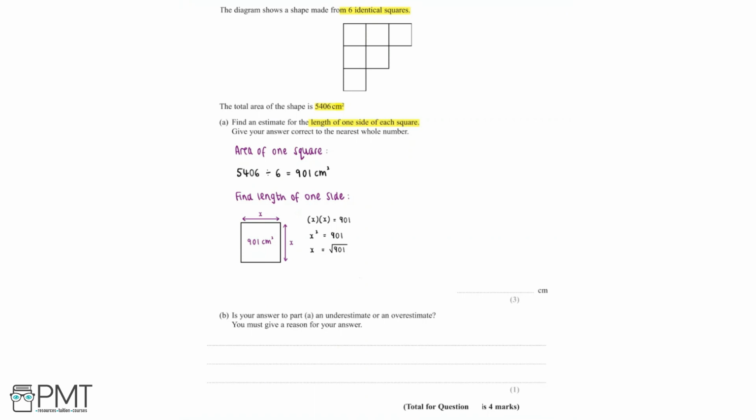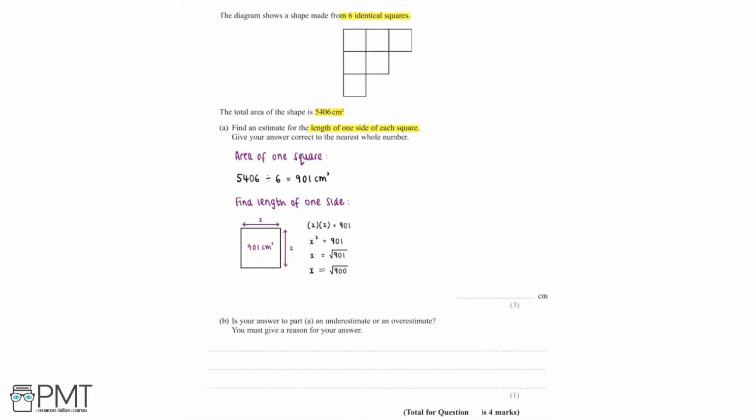But remember that we need to find an estimate for the length of one side of each square, and so we can round 901 to one significant figure. 901 rounded to one significant figure is 900, and so we can say that x is approximately equal to the square root of 900. We know that the square root of 900 is equal to 30. And so we found that an estimate for the length of one side of each square is equal to 30 centimeters to the nearest whole.